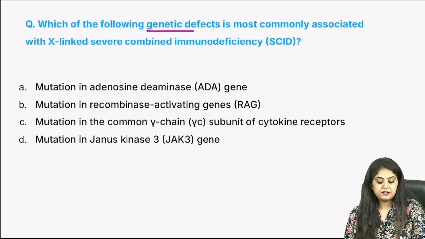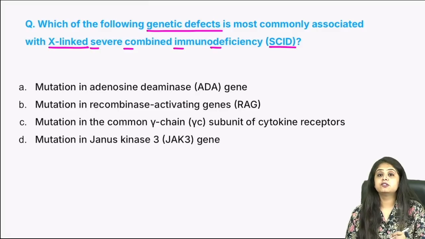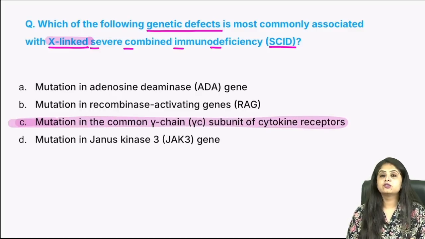Which is the genetic defect most commonly associated with X-linked SCID? What is SCID? Severe combined immunodeficiency. So now when I look at the genes over here, all of these are for SCID. But when I talk about X-linked recessive inheritance, it is going to be the gamma subunit of the cytokine receptors which is going to have a problem.